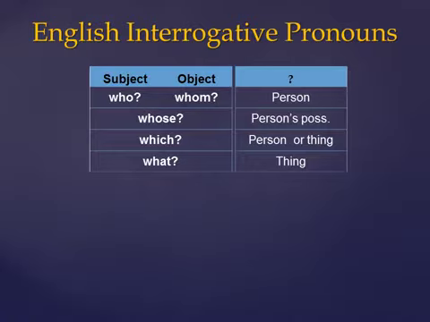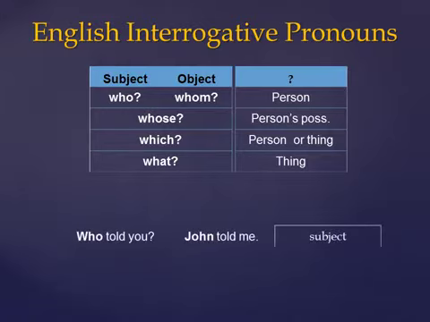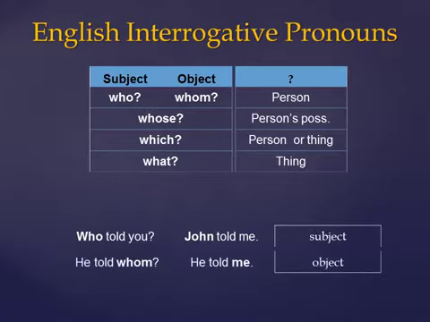Now notice how the pronoun who has both a subject and an object form. In traditional English, we would use who when asking about the subject of the verb, who did the action, and would use whom to replace the object of the verb, in other words, who received the action. And this is still seen as correct English, but most modern speakers would probably use who in both examples.